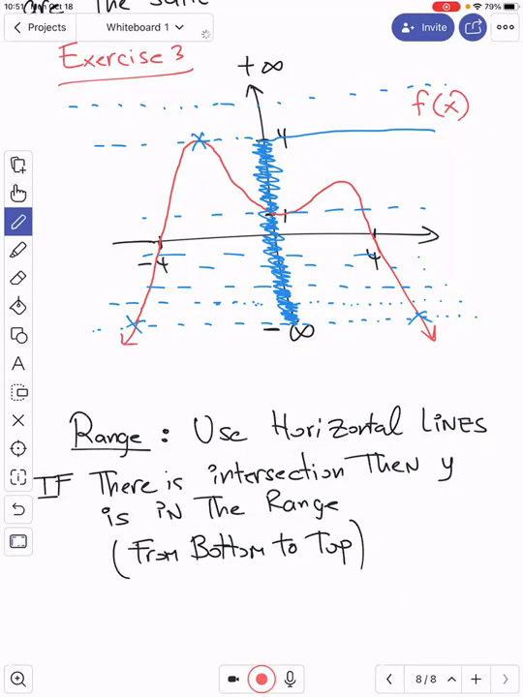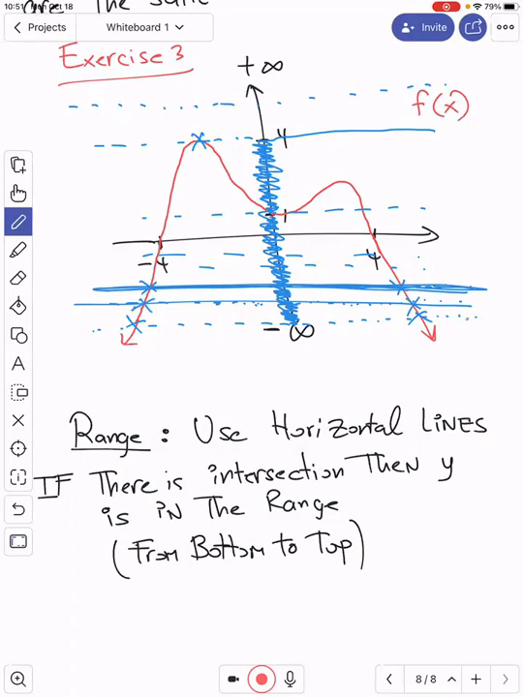All right, so Professor, why is the range not from +1 to +4, rather than negative infinity? Well, because you do have intersection here at the bottom. If you take this blue line right here, we do have intersection with the graph. Your horizontal line is going to intersect the graph, right?